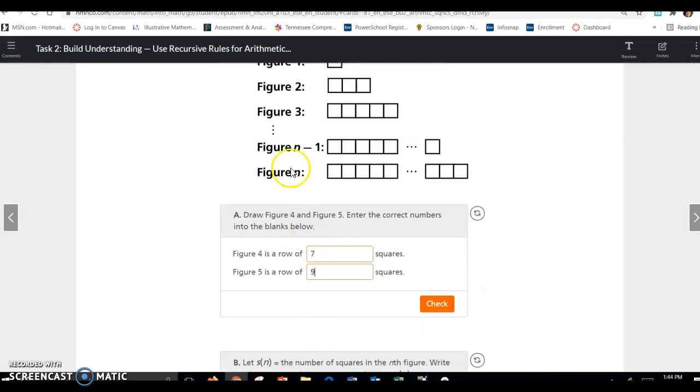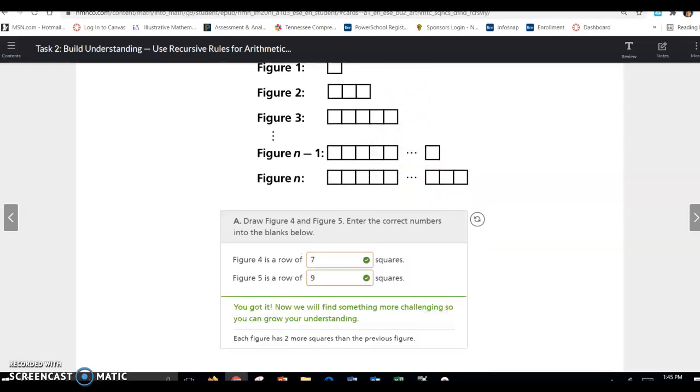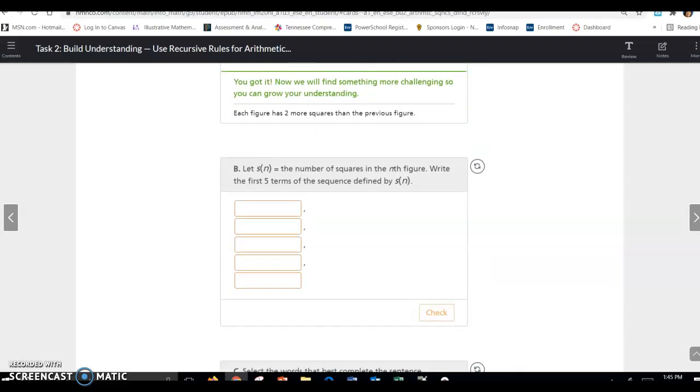So this is just showing you n minus 1 and n. This is not your 4th and 5th row. This is just saying dot, dot, dot. So it skipped some and it's saying in general, this is what you would do. The 4th row would have 7 blocks and the 5th row would have 9 blocks.